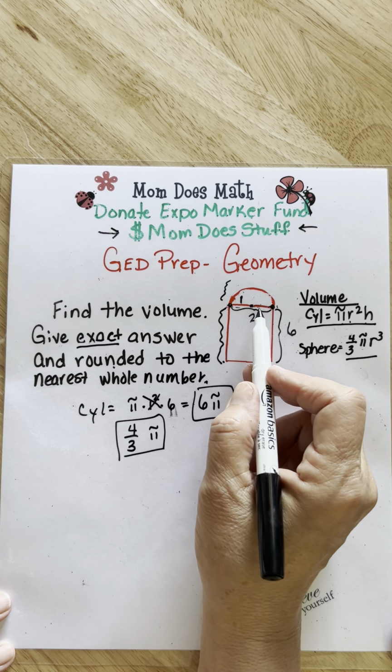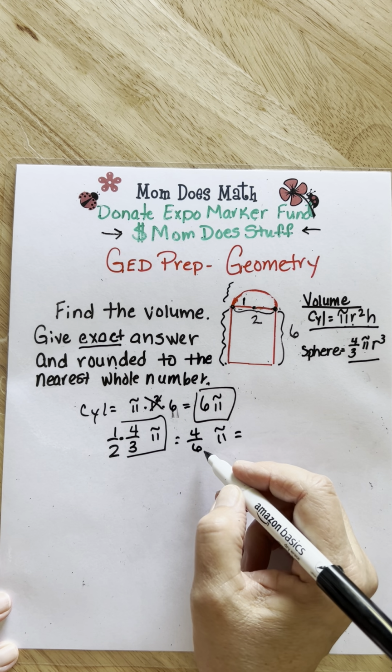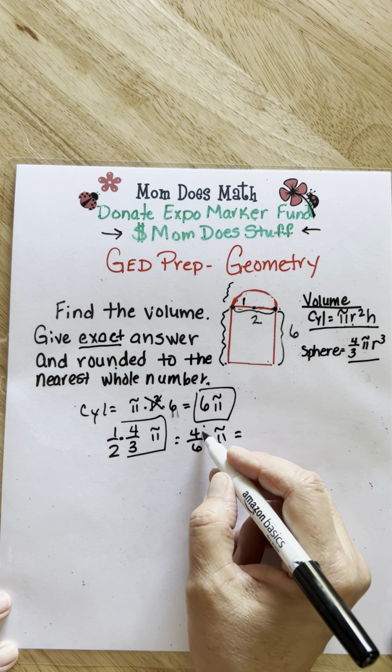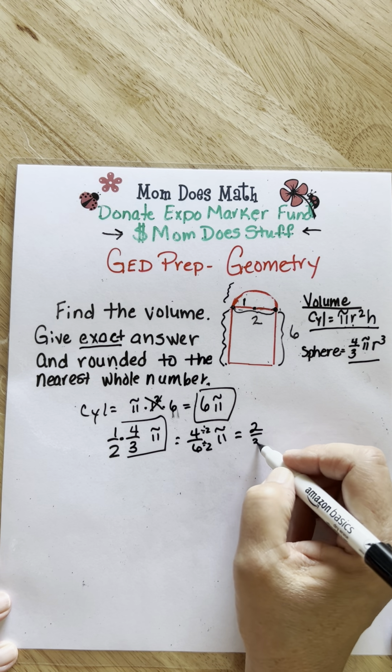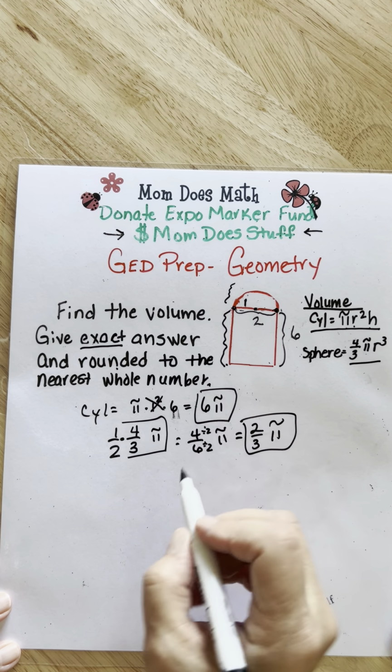Now, how do you multiply that times 1/2? All right, when you multiply fractions, you multiply straight across the top and straight across the bottom. So we're going to have 4/6 pi. Now, how do you reduce that down? Well, 2 will go into both of them. So if you divide both of these things by 2, you get 2/3 pi. So the volume of the whole thing is 6 pi plus 2/3 pi. And we can add these together and get 6 2/3 pi. Now that is the exact answer.